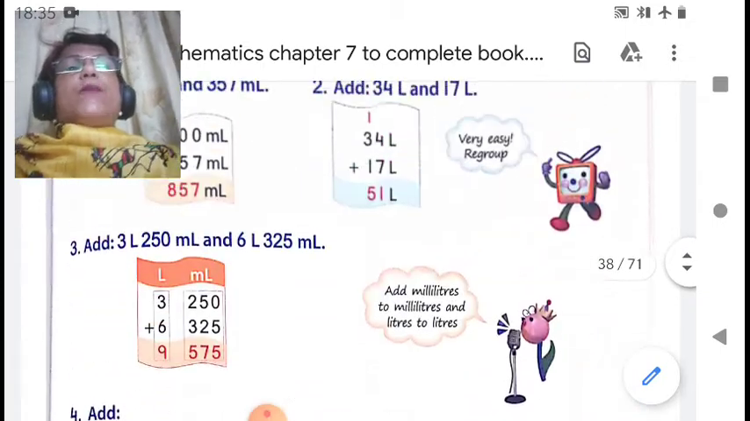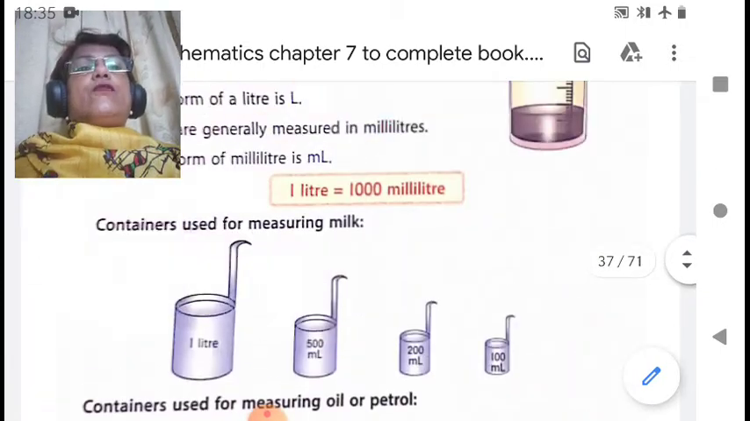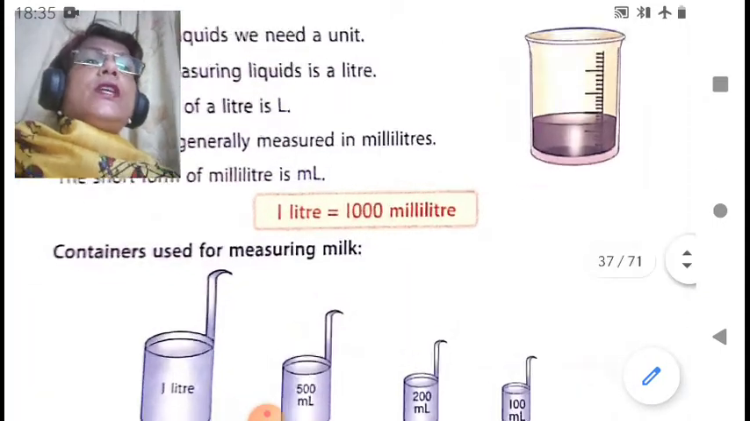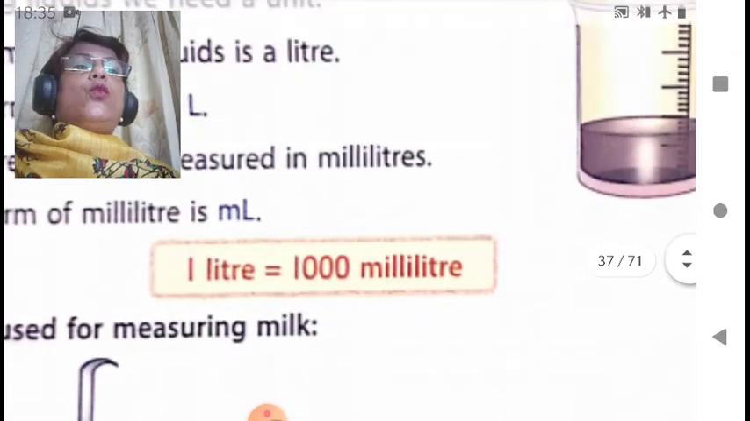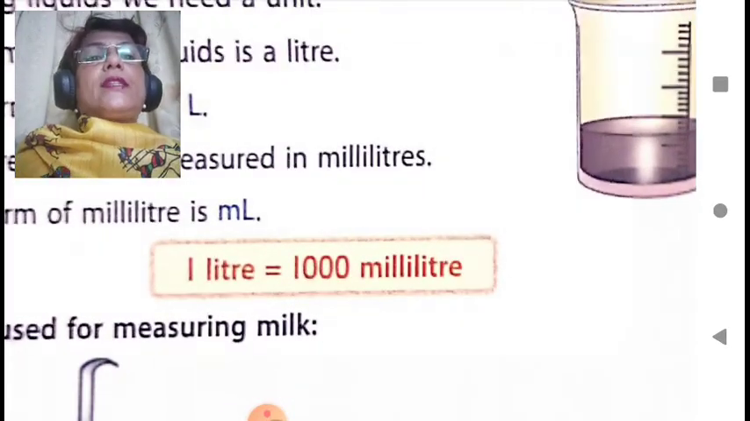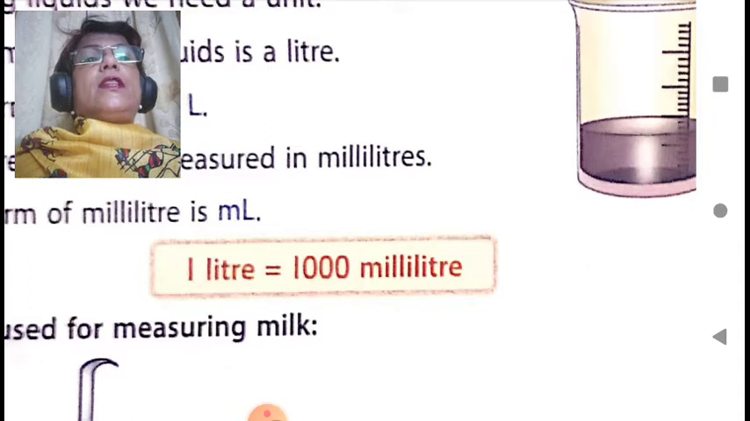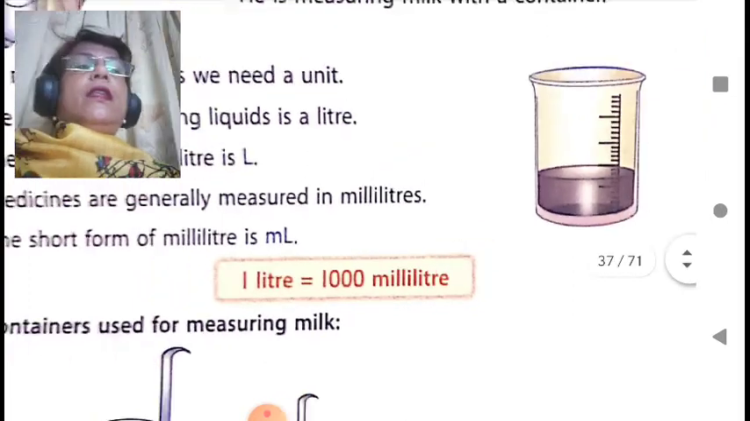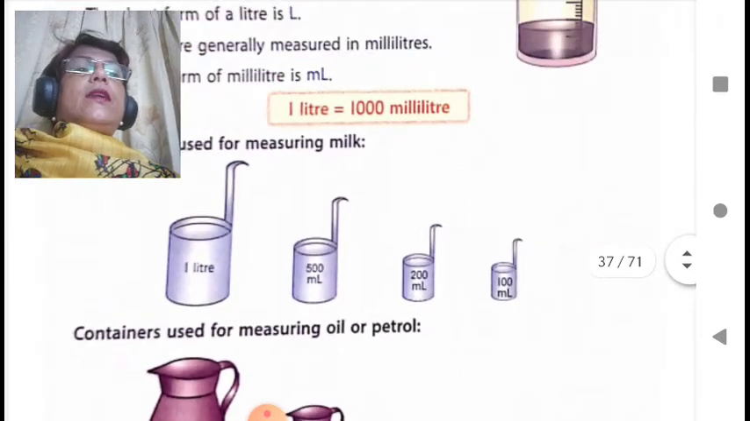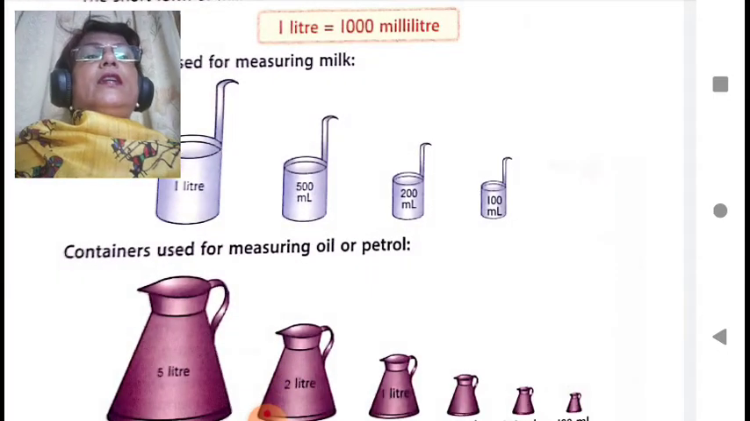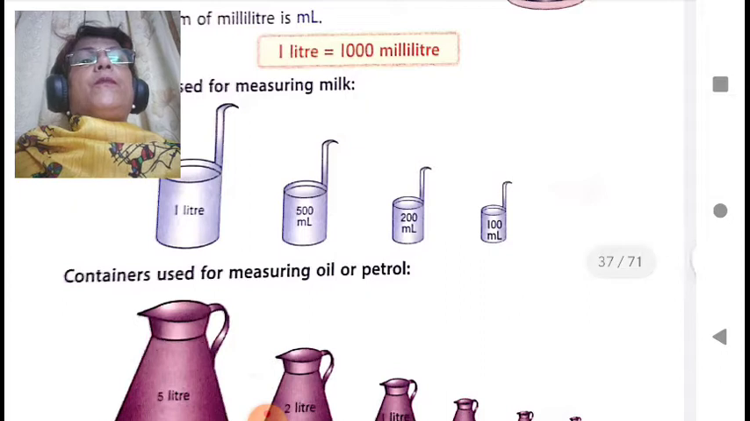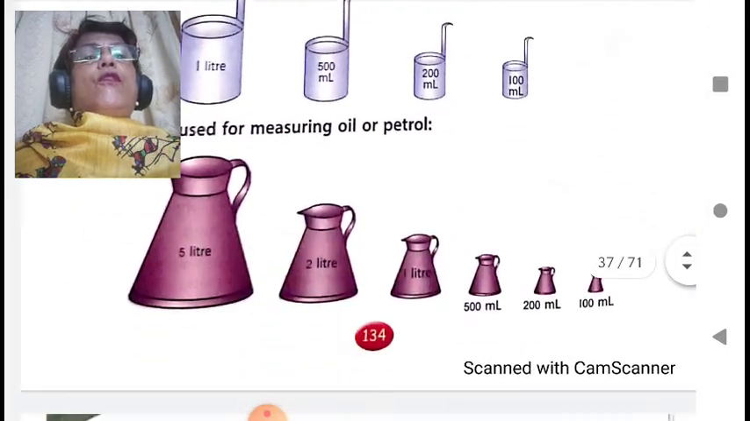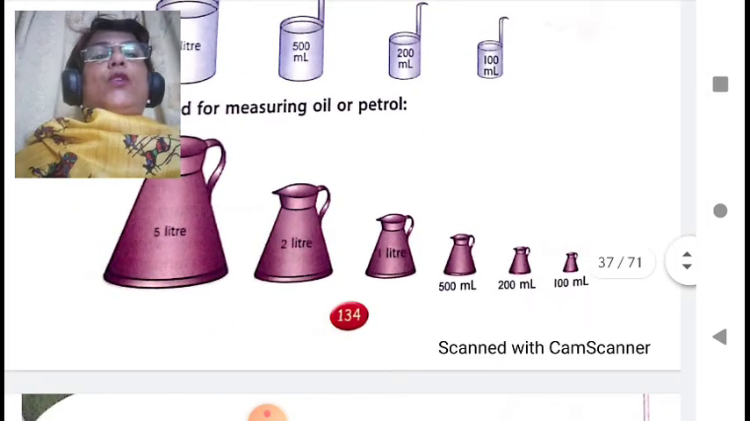1000 milliliters make 1 liter. As we have seen, 1000 milliliter is equal to 1 liter, or you can say 1 liter is equal to 1000 milliliter. Then these are some of the containers which are used for measuring milk or for measuring oil and petrol.